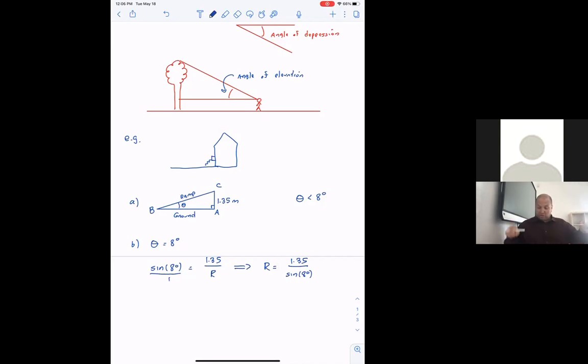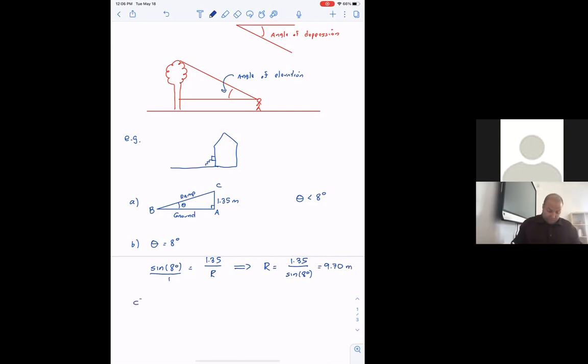R times sine 8 degrees equals 1.35. And divide both sides by sine 8 degrees. Hey, look at that, we're in the same place. So 1.35 divided by sine of 8 degrees. And this gives us 3 sig figs, because they don't say otherwise, 9.70. And we have units of meters.